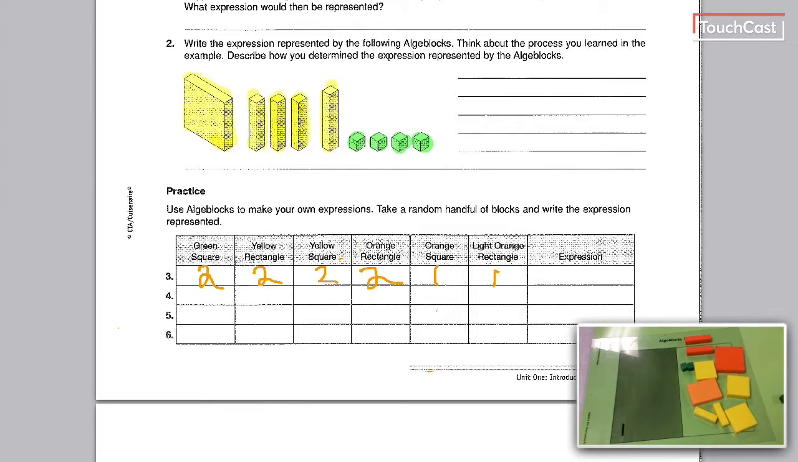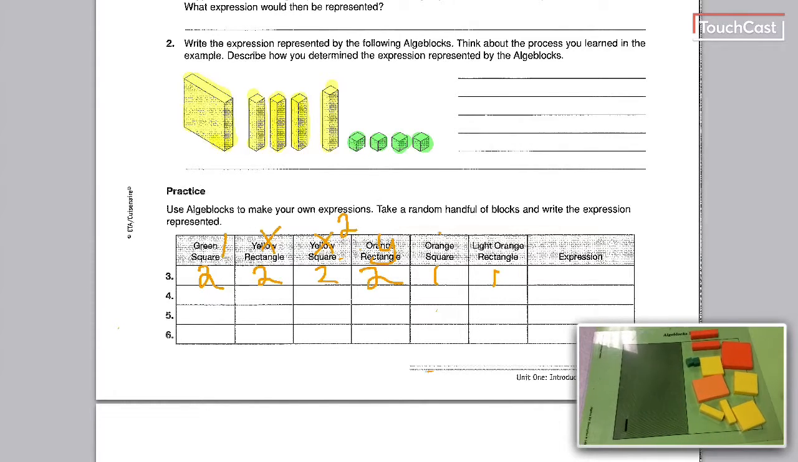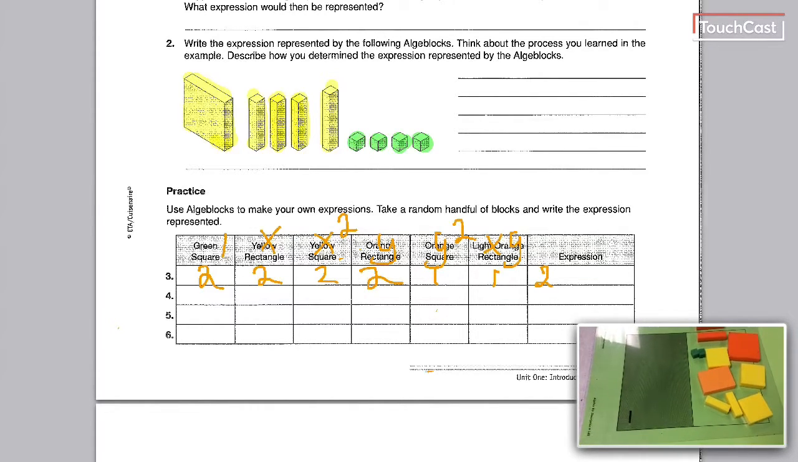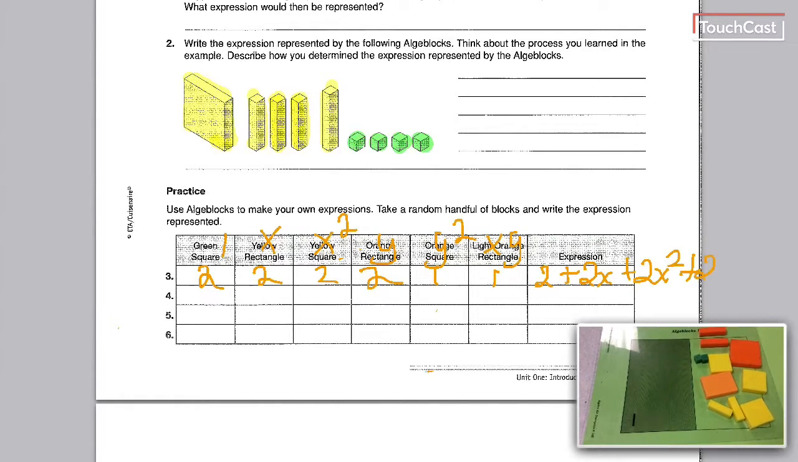Let me write again the values for these blocks. The green square represents 1, the yellow rectangle is x, the yellow square is x squared, the orange rectangle is y, the orange square is y squared, and the light orange rectangle is xy. So my expression would be 2 plus 2x plus 2x squared plus 2y plus y squared plus xy. That's a big expression.